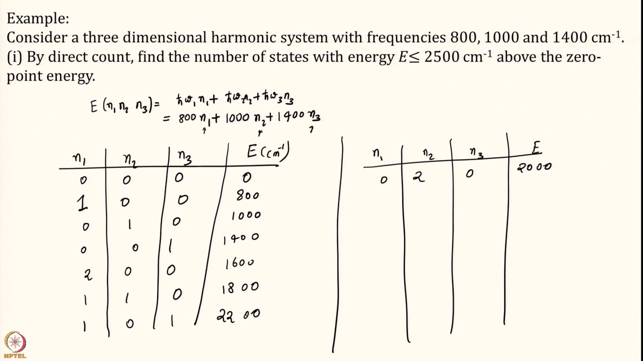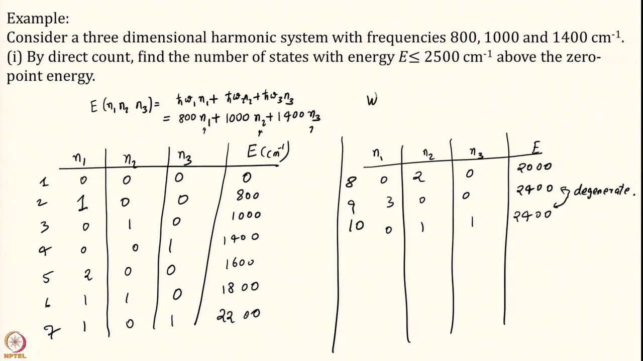Finally, I can do 3 0 0, that is 2400 wave numbers, or I can do 0 1 1, that is also 2400 wave numbers. Okay, these two are degenerate, but they represent different states nonetheless, so we count them equally. So, the total number is 1, 2, 3, 4, 5, 6, 7, 8, 9, 10. W of E, or W of 2500 is equal to 10. Okay. So, this is how you calculate W quantum mechanically.